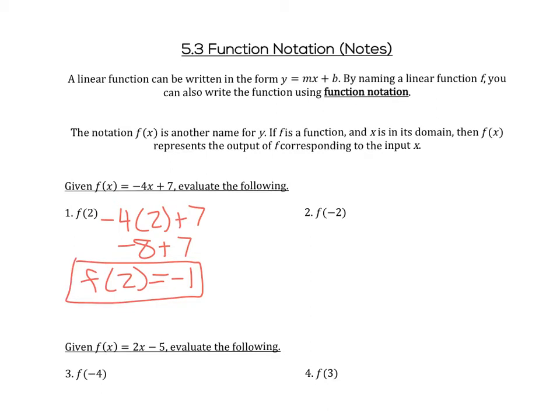Okay. Number 2, we're still using the f function, this time with an input of negative 2. So since it's inside the parentheses, it's my input, so it goes in for x. So negative 4 times negative 2 is positive 8, plus 7 more is 15. So the f function with the input of negative 2 equals the output of 15.